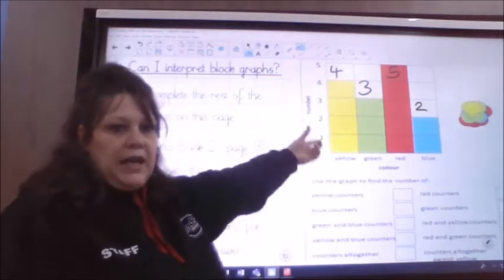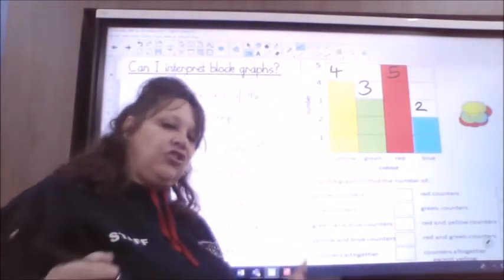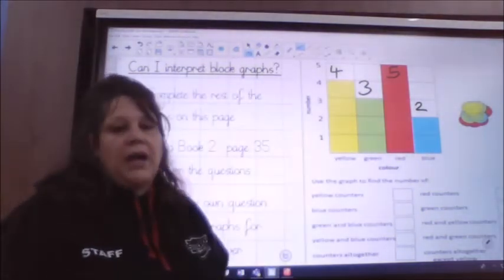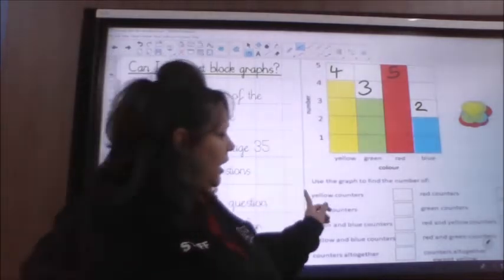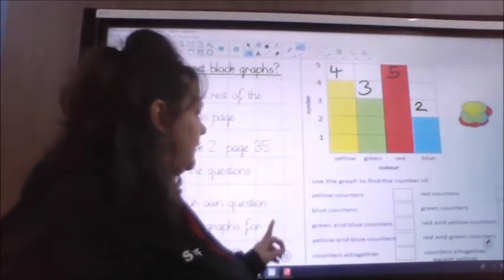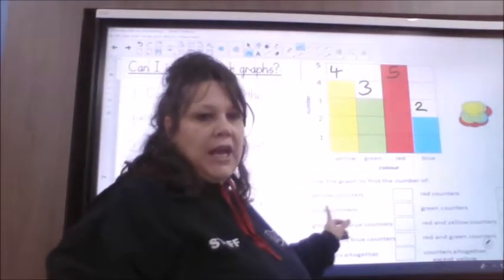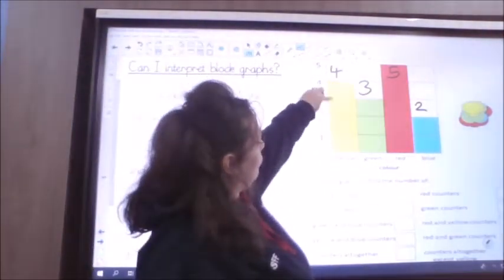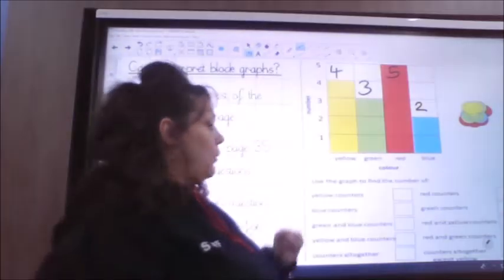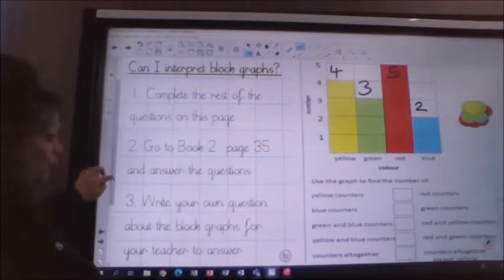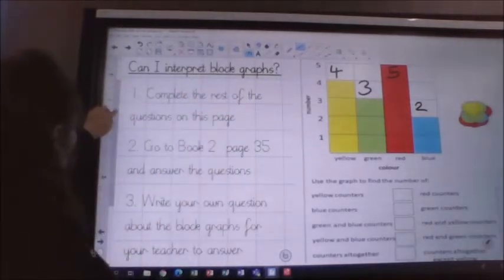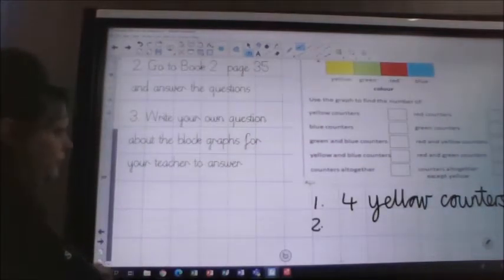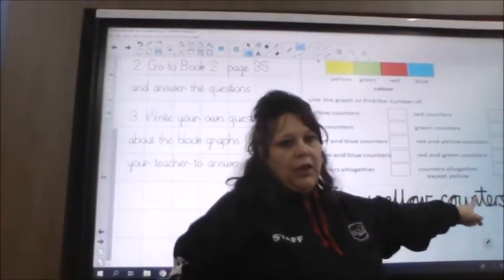Okay. So you've got some questions that you need to answer. And it's by looking at each of those, and you might need to do a little bit of addition. Sometimes you might have to do a bit of subtraction. Have a little look. So, yellow counters. It says, use the graph to find the number of yellow counters. So 1, 2, 3. I've already counted them. I know there's 4. So in my book, I would write today's date and learning question. So the 28th of the 1st, 2021. Can I interpret block graphs? And I would jot down number 1, 4 yellow counters.